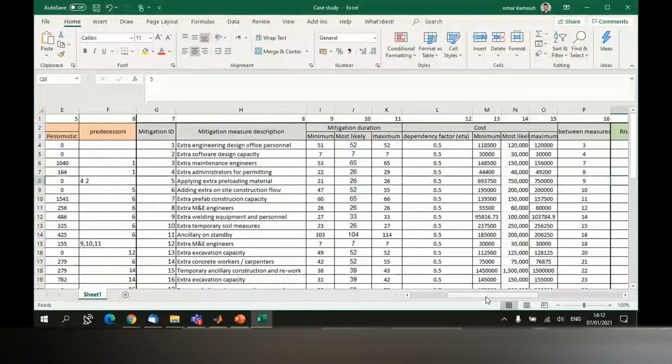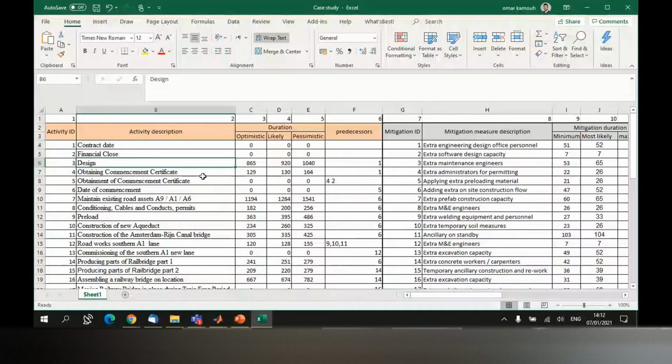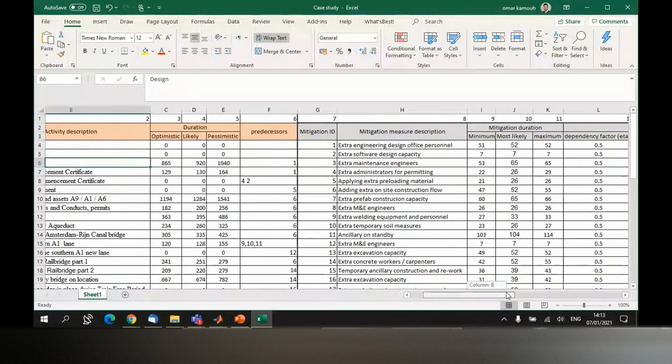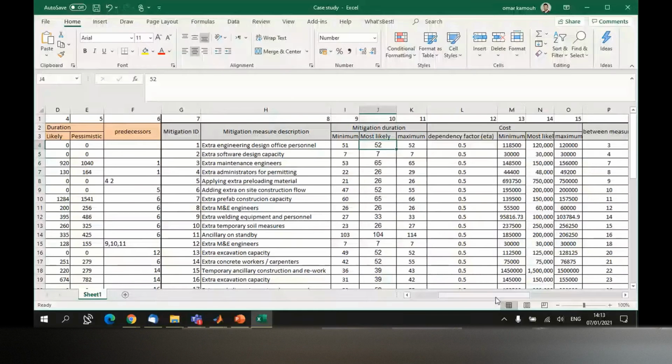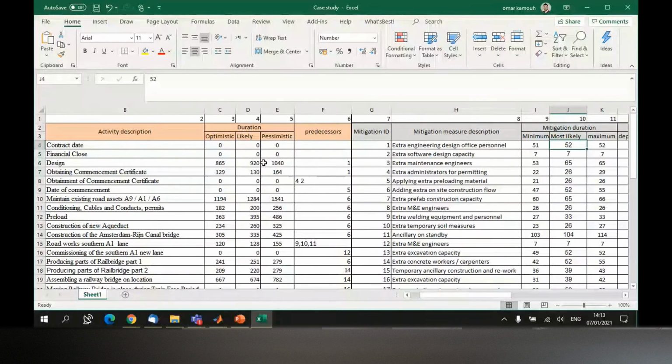To give you an example, the first one affects activity number 3. Activity number 3 is here, it is the design. The duration of the design can be this number, or this number, or somewhere in between, so something around 900. If you execute this mitigation, then you are going to reduce around 52 days. So instead of 900 days, it's going to take around 850 maybe. So you speed up this activity and reduce its duration. And if you reduce the duration of the activity, then you reduce the duration of the project, right?